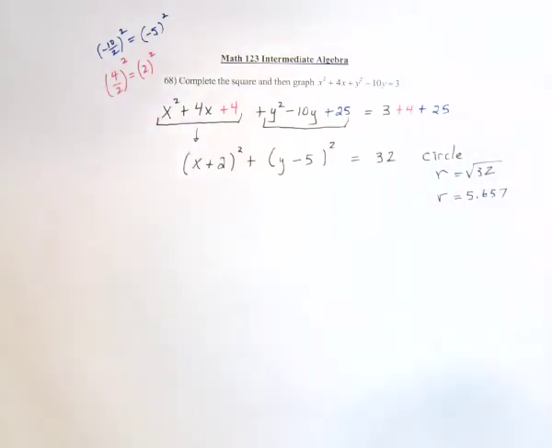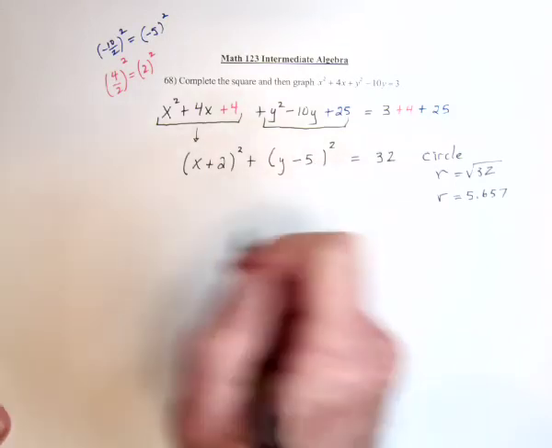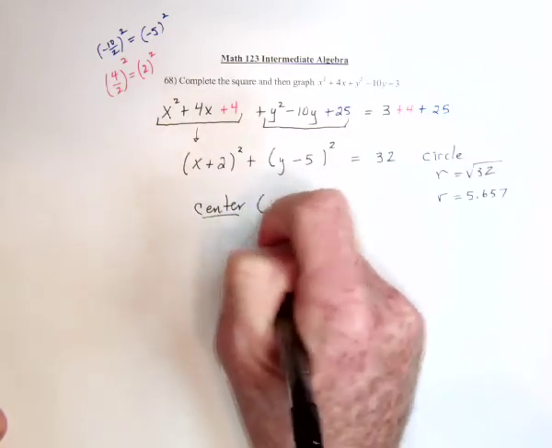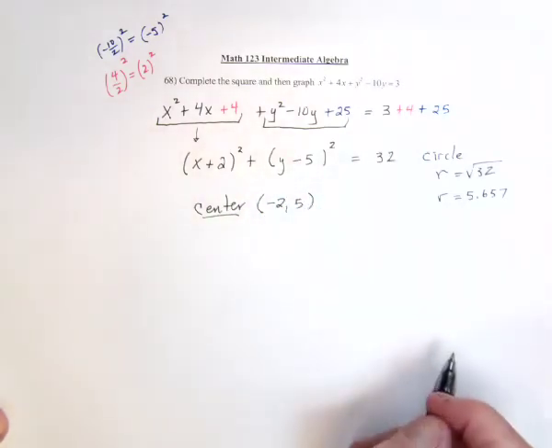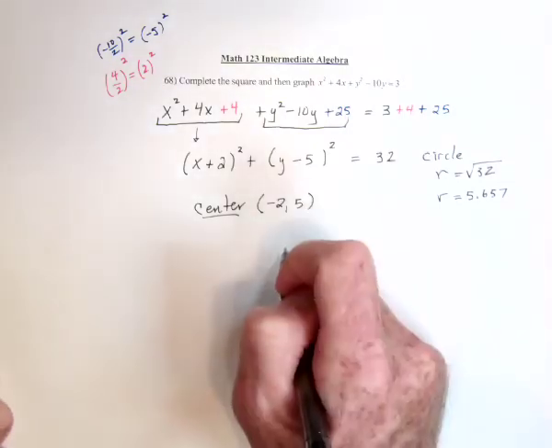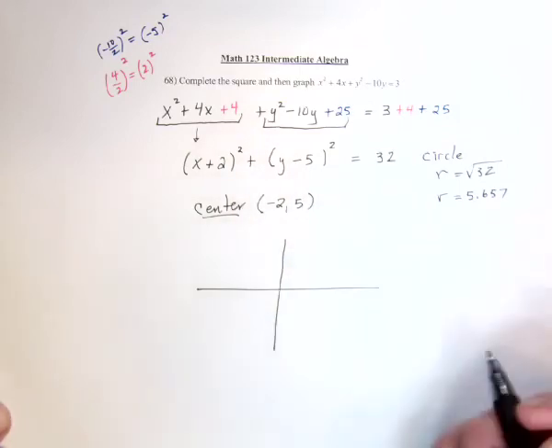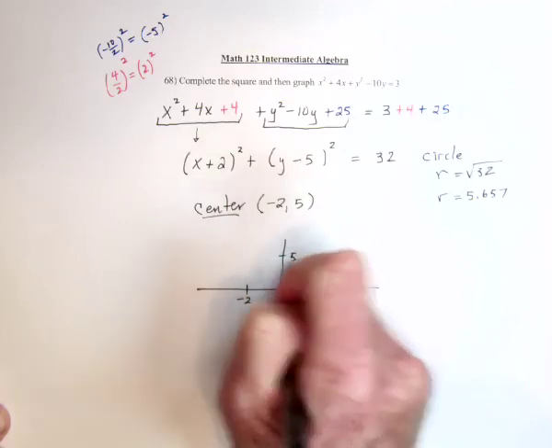All right, then because of this number and this number, it's been shifted. The center will be at negative 2 for x and positive 5 for y. Complete the square and then graph, say the directions. Okay, not a problem. Negative 2 and then 5.